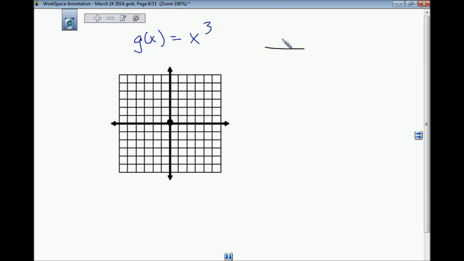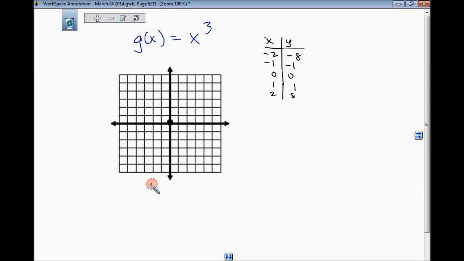But if we were going to get more specific, we could just throw some points in here. So if this were x, what would y be? Well, y is x cubed, so what is negative 2 cubed? Negative 8. Negative 1 cubed, negative 1. 0, 0. What would 1 cubed be? 1, and 2 cubed? 8. So specifically, we'd be looking at this.